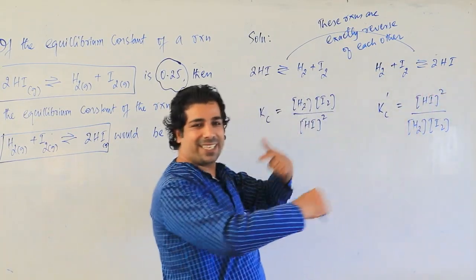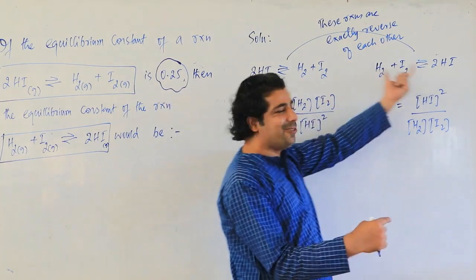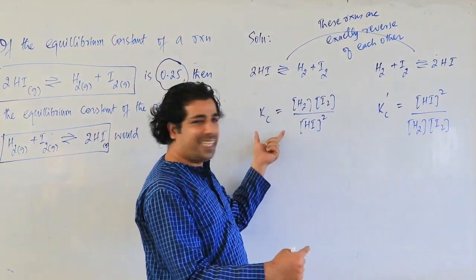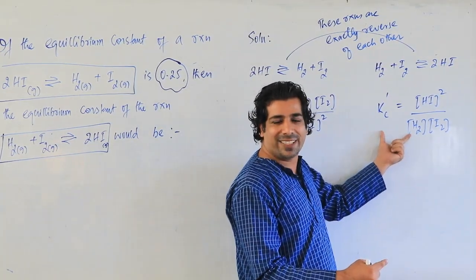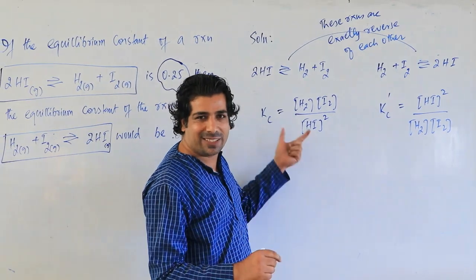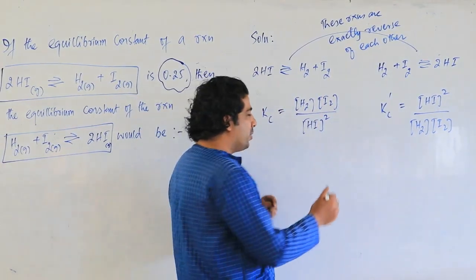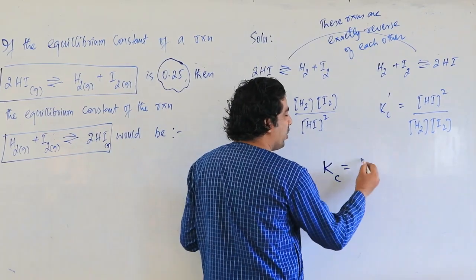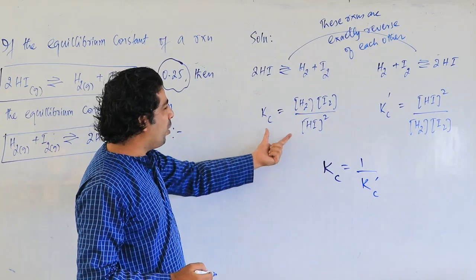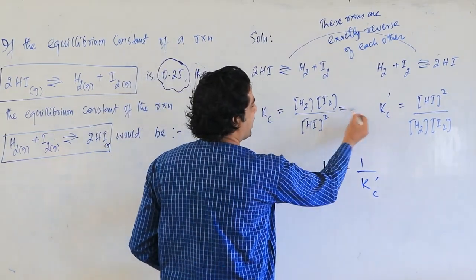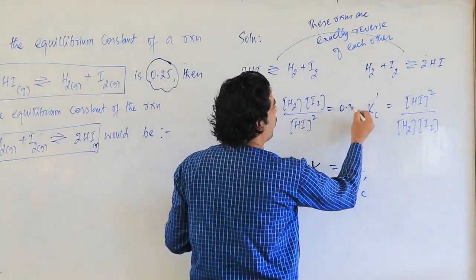So obviously they are the reverse of each other. If this is the forward reaction, this looks like the backward reaction. Then this is the equilibrium constant for the forward reaction, and this is the equilibrium constant for the backward reaction. And what is the relationship between the equilibrium constant for forward and backward reaction? Provided the molar concentrations are equal, Kc is equal to 1 upon Kc dash, my dear friends. And we know the value of this. How much is the value of this given to us? That is 0.25.